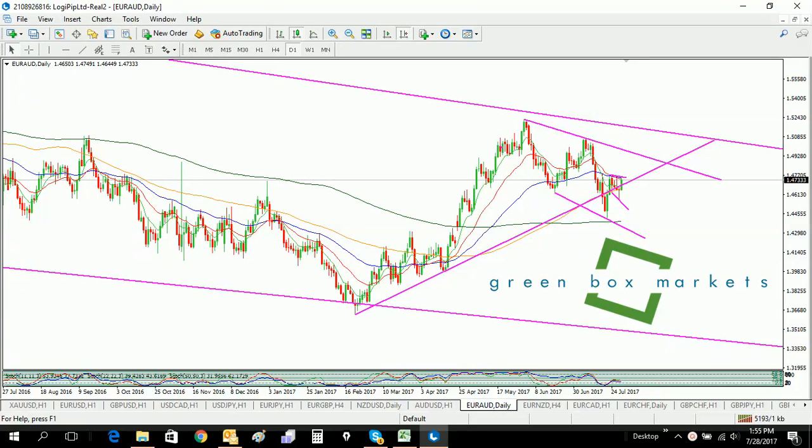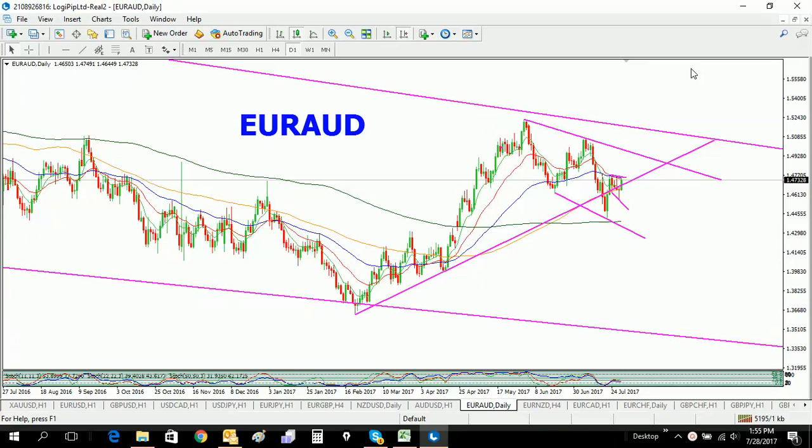I just want to do a follow-up on the Euro-Aussie dollar currency pair. You'll recall with the last analysis that I sent out, I was expecting the possibility of some upside, which has occurred. And I just want to show you where we could see a possible entry for another position over here.